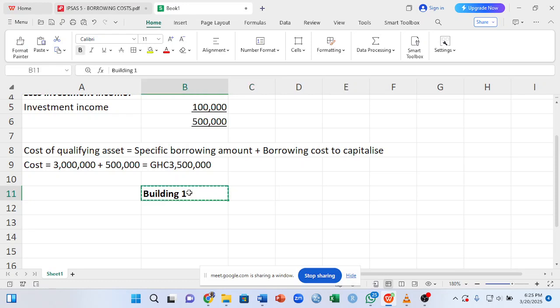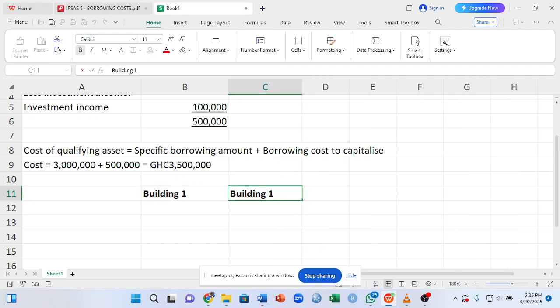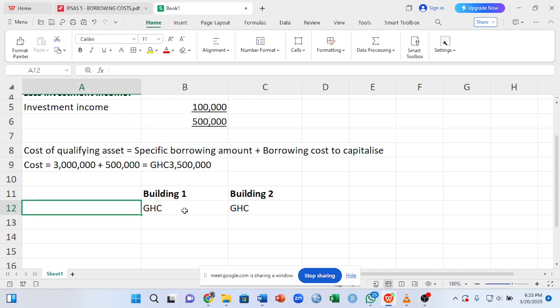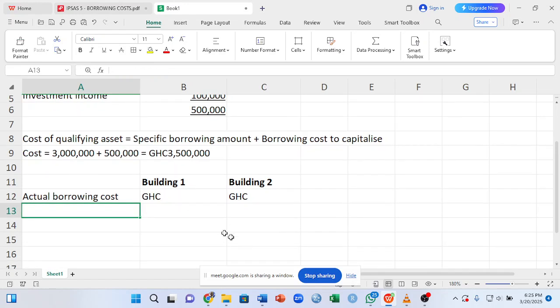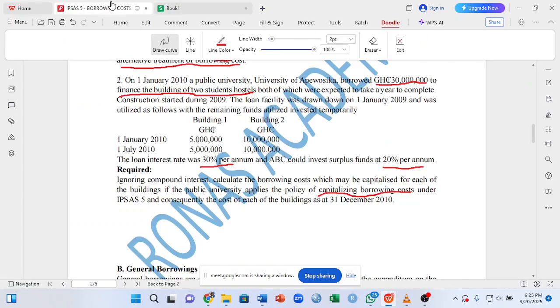and then building two. So first things first, we need to find our actual borrowing cost incurred. So how are you going to do that? Since the amount of money has been separated for building one and building two, you have to deal with that separately.